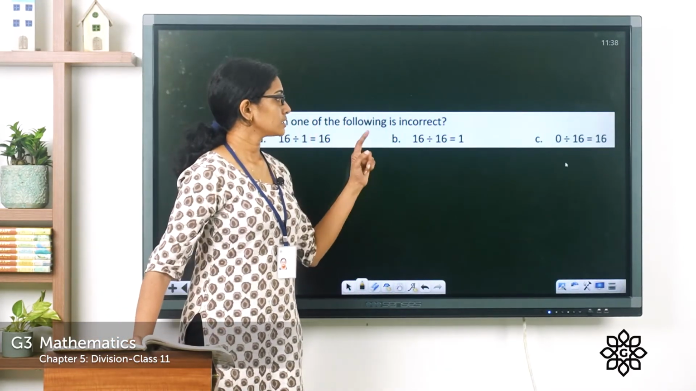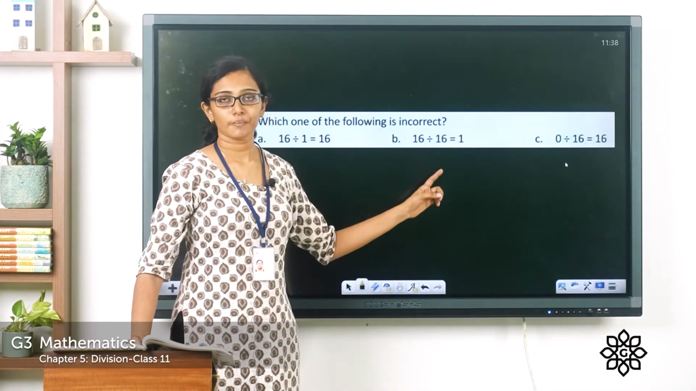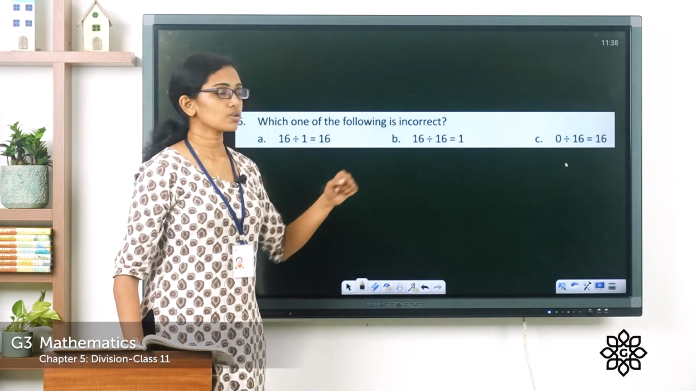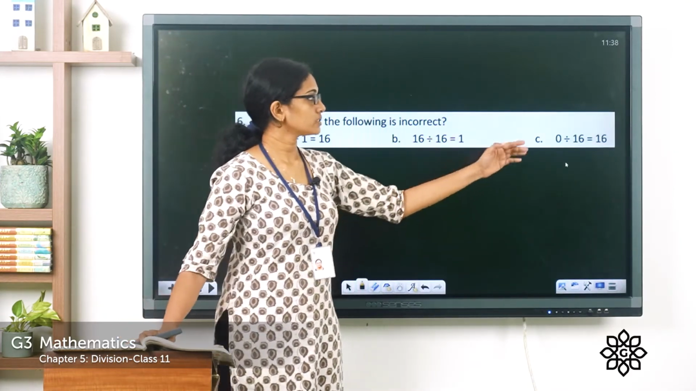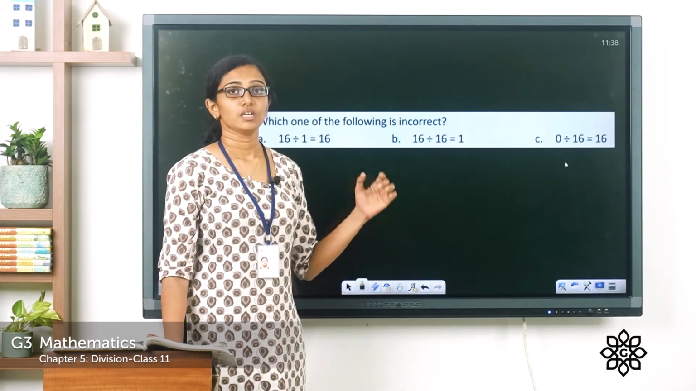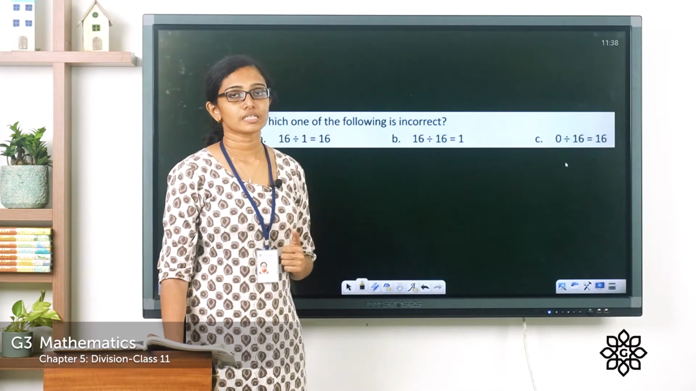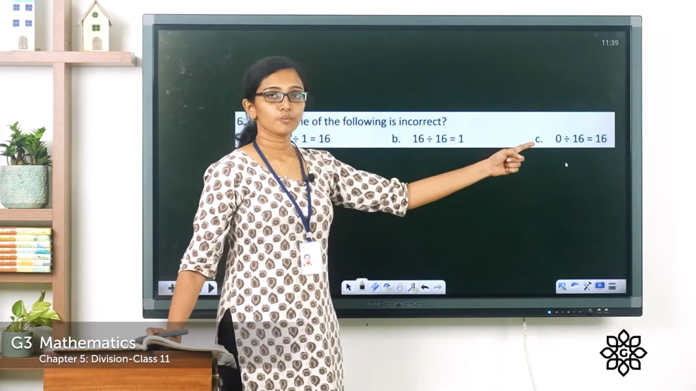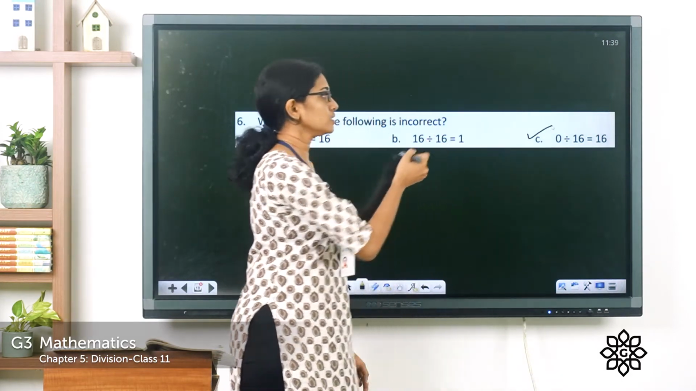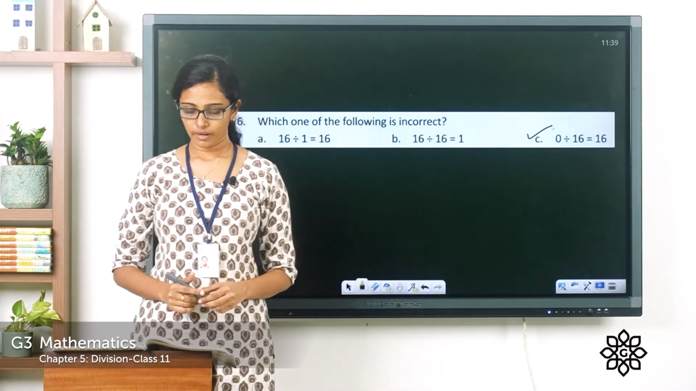What about B? 16 divided by 16 equal to 1. Any number divided by itself will give 1 as the result. So this one is also true. What about C? 0 divided by 16 is equal to 16. 0 divided by any number will give 0 as the result. So is that option true? No, it is false. So this is the incorrect option, as asked in the question. So what about question 7?